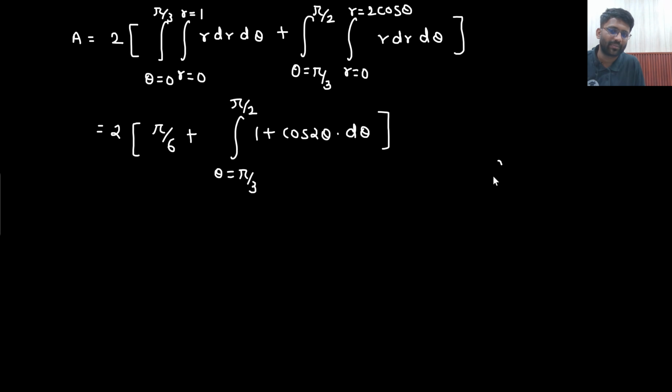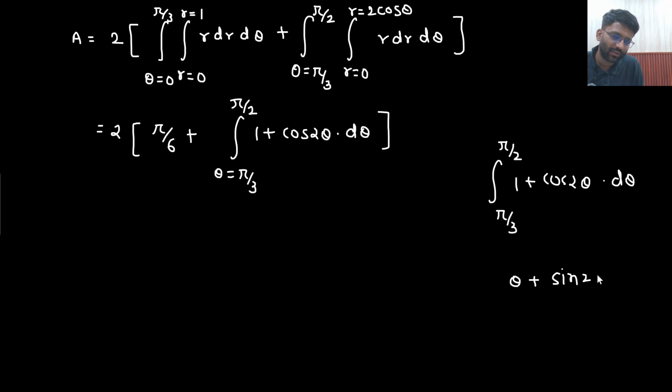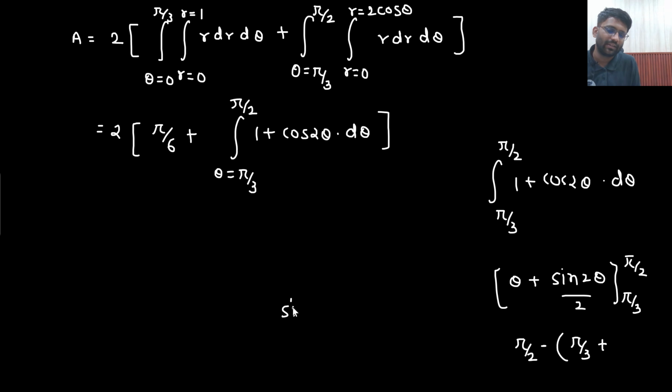So let's solve this integral separately, with theta going from pi by 3 to pi by 2, 1 plus cos 2 theta d theta. So theta plus integral of cos 2 theta will be sin 2 theta divided by 2 from pi by 3 to pi by 2. So pi by 2 sin pi minus pi by 3 plus sin 2 pi by 3 divided by 2.